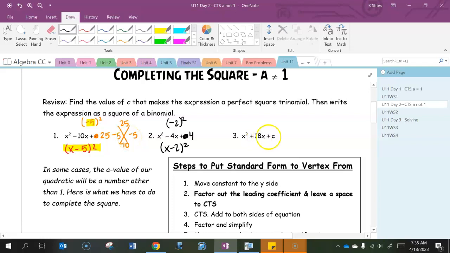Let's try one more time. Divide by 2, 9. Square it, 81. X plus 9 squared. All right, multiplies to 81, adds to 18. It's the two of them.